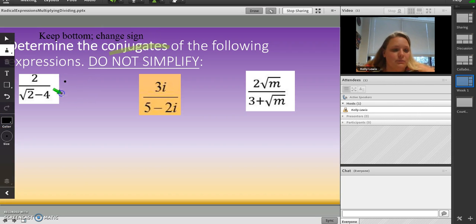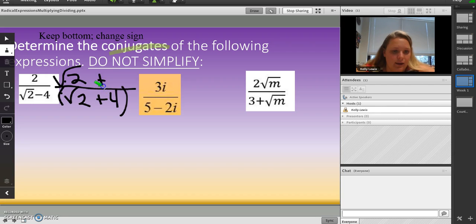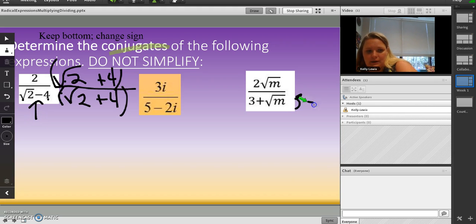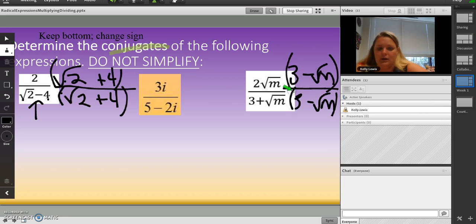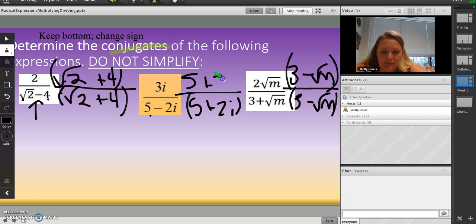All right, so when I multiply these guys, I'm going to do square root of 2 plus 4 on the top and the bottom. So I just kept what it was and changed the sign. Here, I'm going to do 3 minus square root n on the top and the bottom. Right here, I'm going to do 5 plus 2i on the top and the bottom.